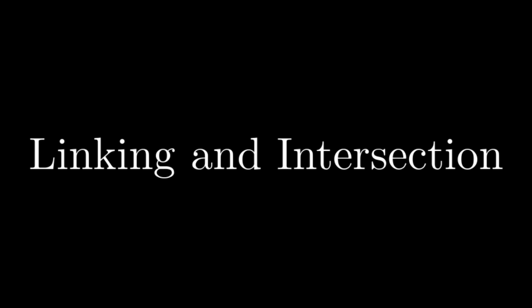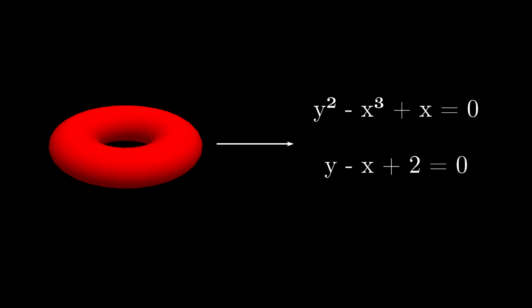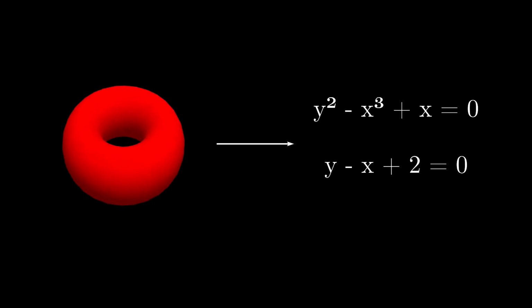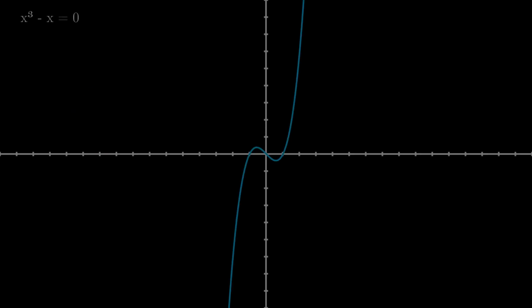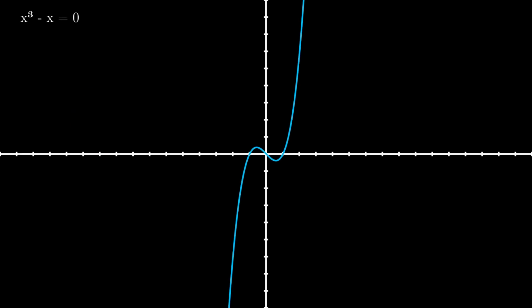In this video, I'd like to talk about how we can use topology to solve equations. At first, it might seem surprising that topology could be useful here. After all, topology studies flexible objects, while equations are completely rigid. For example, take the equation x cubed minus x equals 0.